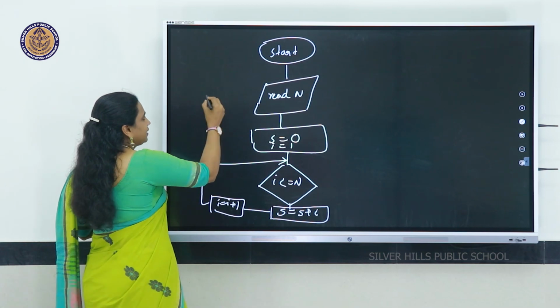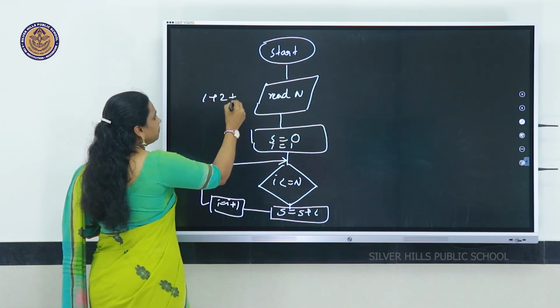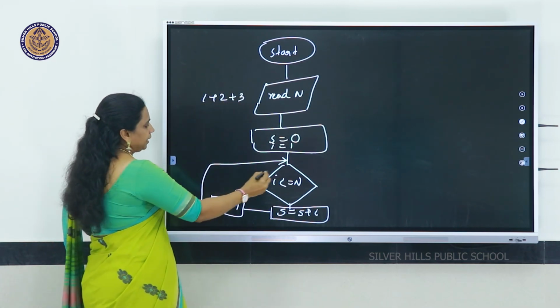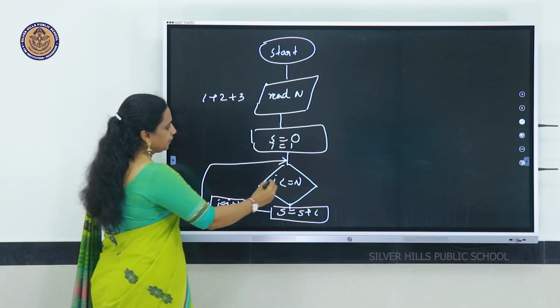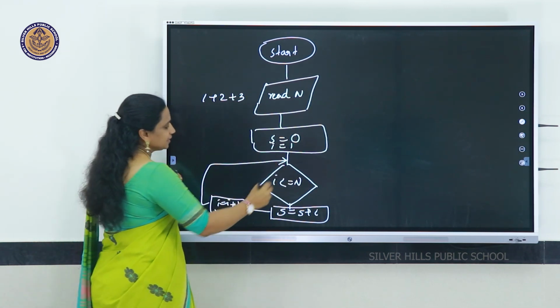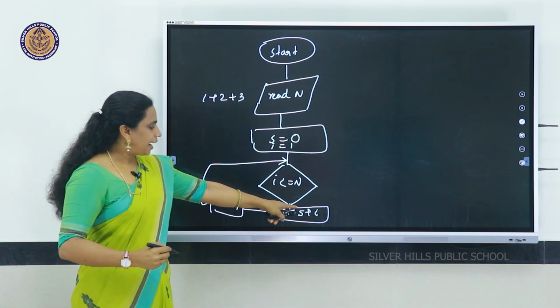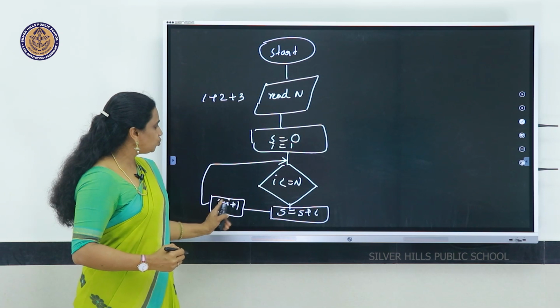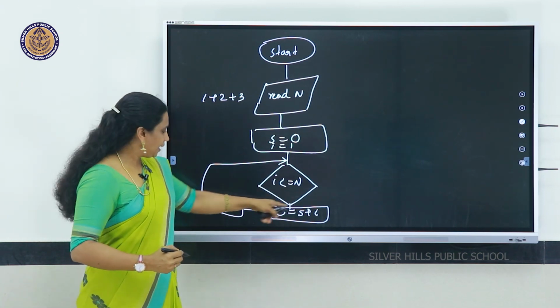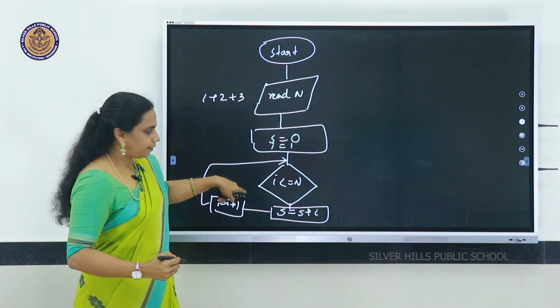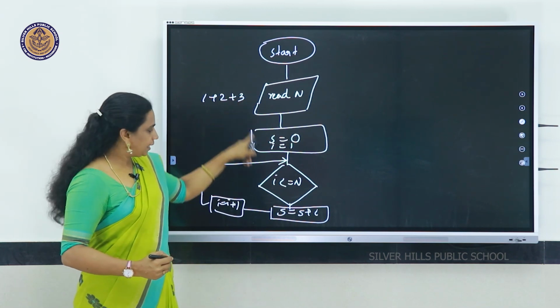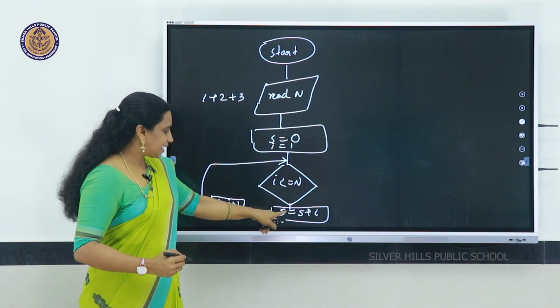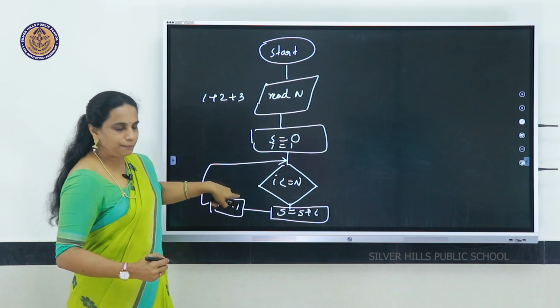Suppose you want to find the sum of the first 3 numbers, 1 plus 2 plus 3. Then the initial value of I is 1, I less than or equal to n is satisfied, so the I value is added with S, I value incremented, that is I is 2, 2 less than 3 satisfied, again this statement repeated. Again the value of I is 3, 3 less than or equal to 3 satisfied, these 2 steps are repeated.